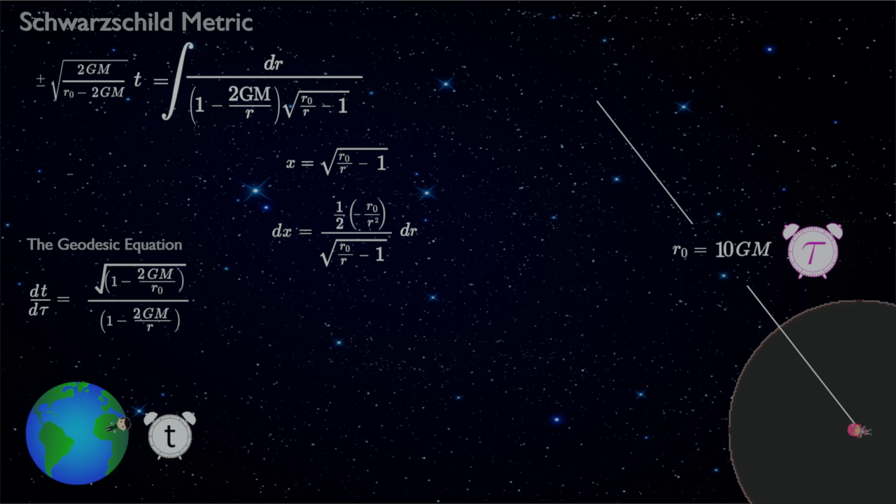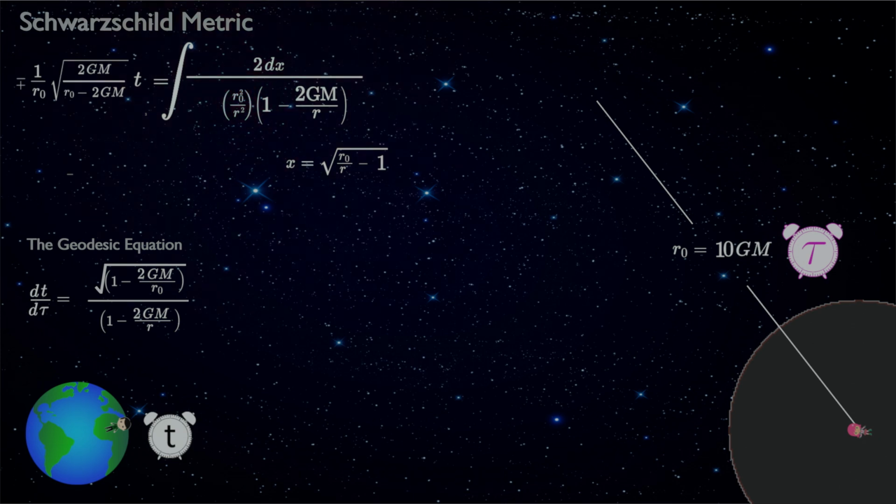Manipulating this equation a bit, we see that dr over the square root of r0 over r minus 1 is equal to 2 times negative r squared over r0 dx. Let's now substitute this equation back into the original equation. Let's put the fraction in the numerator into the denominator. Now let's multiply both sides of the equation by 1 over r0.